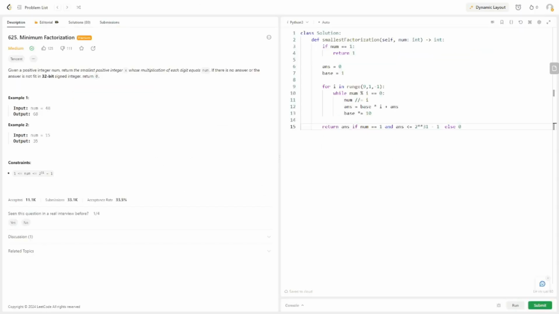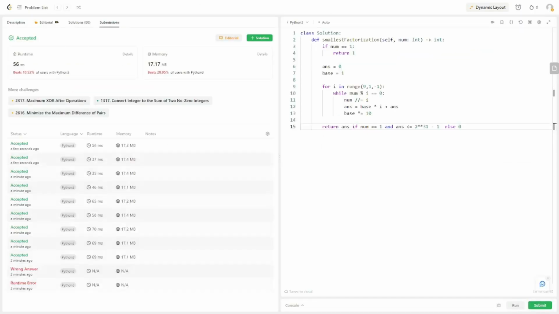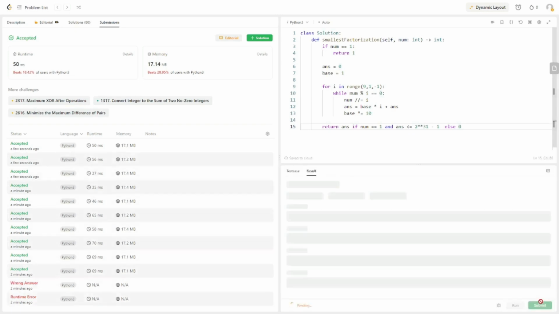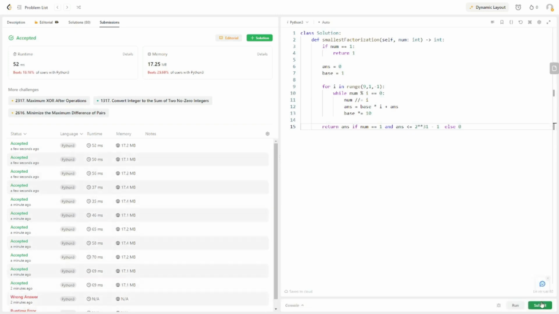Alright, let's check the solution here. Great. So the time complexity is actually O(log num) because we're dividing the number by the smallest prime factors repeatedly until it becomes 1. The number of iterations required is equal to the number of prime factors of the given number. So the space complexity is then O(1) because we're using a constant amount of space to store the answer, base, and the loop variable I.